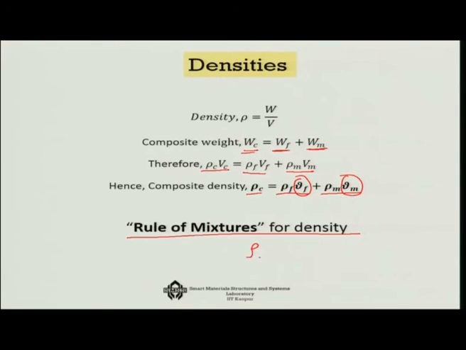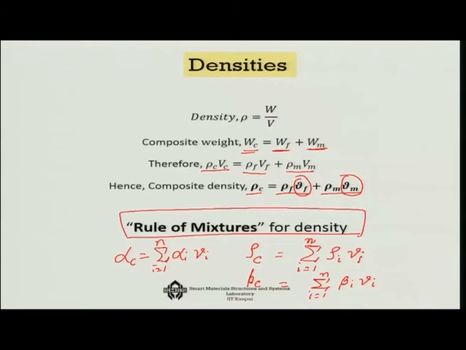That means I can write that the density of a composite is the sum over i equals 1 to n, if there are n different phases, of rho i Vi. This is valid not only for density but for many transport properties of a composite. Let's say the moisture absorption capability, we will call it beta c, follows the same rule: sum over i equals 1 to n of beta i Vi. Similarly the thermal conductivity alpha c follows exactly the same rule: sum over i equals 1 to n of alpha i Vi. So this general rule of mixtures is there for the density and such other transport properties. Some properties are not transport properties.